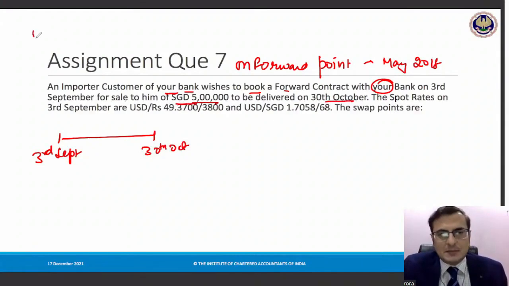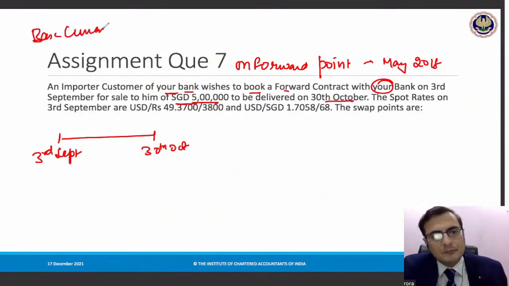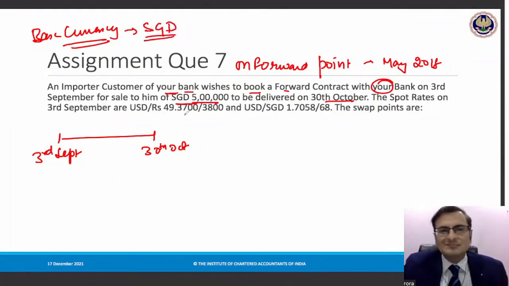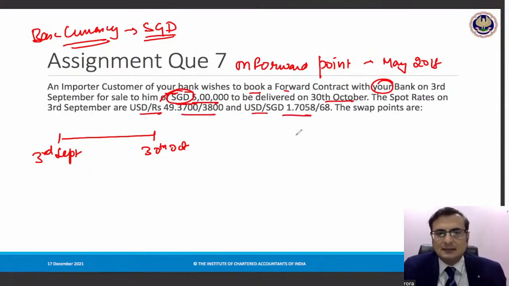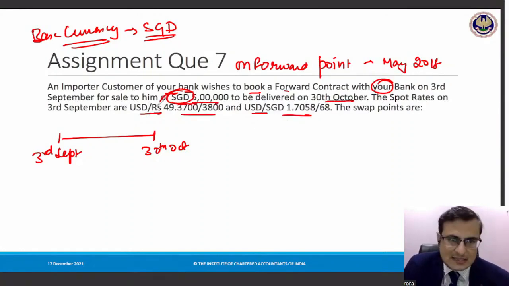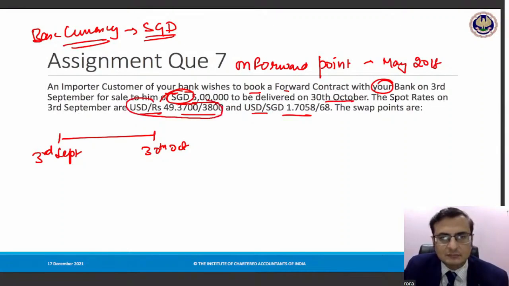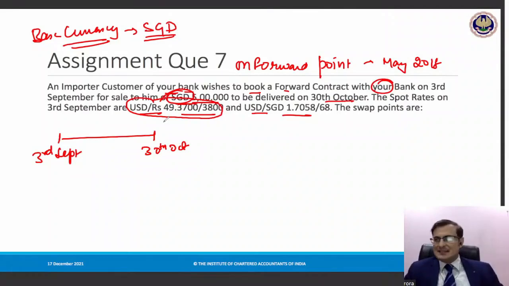So what is the base currency, beta? Can anybody tell me? Singapore dollars. Spot rates for 3rd September are these. This is per rupee rates, and this is USD per Singapore dollar. Now you tell me, think about it. Is there any mistake over here? The one which I highlighted. Take your time. Is there any mistake over here?